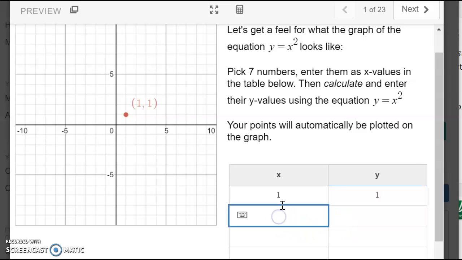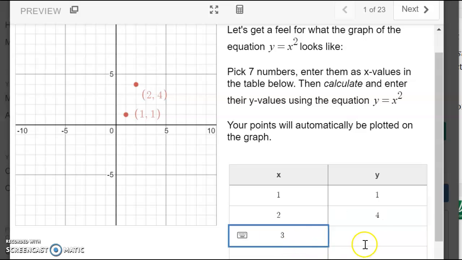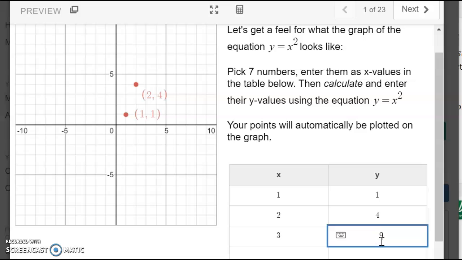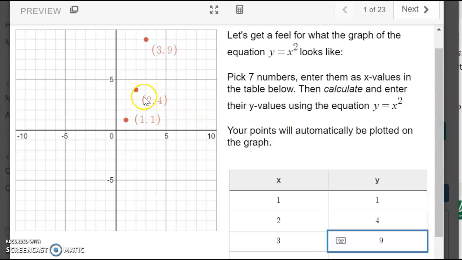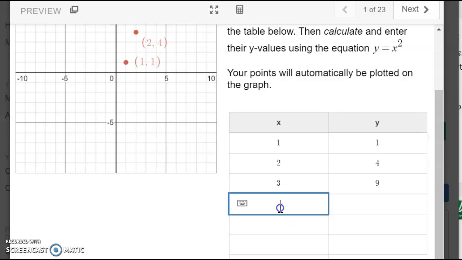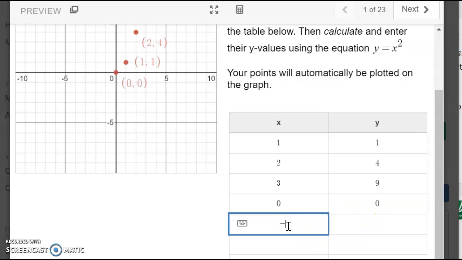If x is 2, what is y going to be? 2 squared is 4. So if x is 2, y is going to be 4. If x is 3, what is 3 squared? That's going to be 9. Okay? All right, so it plots by itself. What about, say, when x is equal to 0? 0 squared is 0. What about when x is negative 1? What is negative 1 squared?